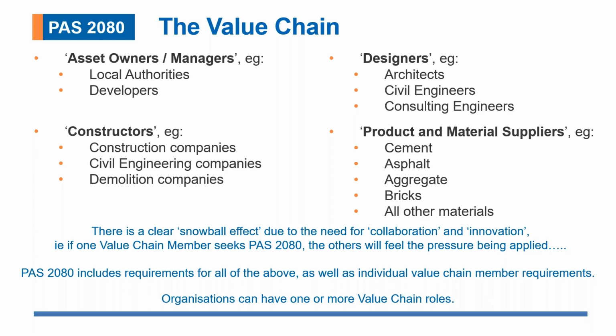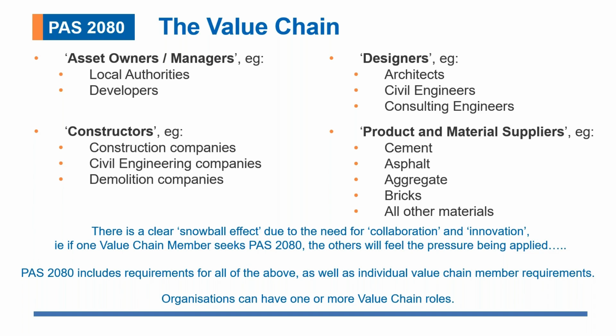And the fourth main value chain member role is product and material suppliers. So any company which supplies products or materials into the construction process make up that fourth role. So that could be, for example, cement, concrete, asphalt, any aggregates, bricks, all other kind of materials, timber, steel, rebar, anything that goes into the building could be considered a product and material supplier.